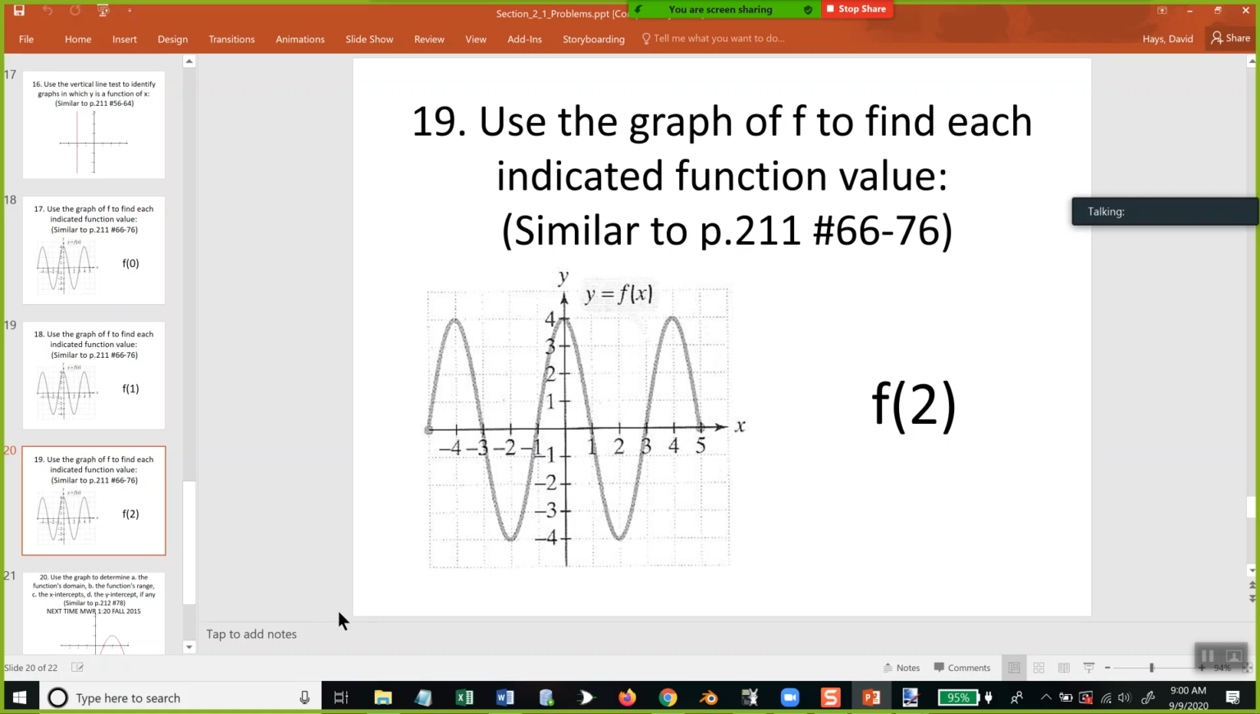How about here? What would this be equal to? You're looking for the point on your graph where x is 2. Y would be 4. So down there.